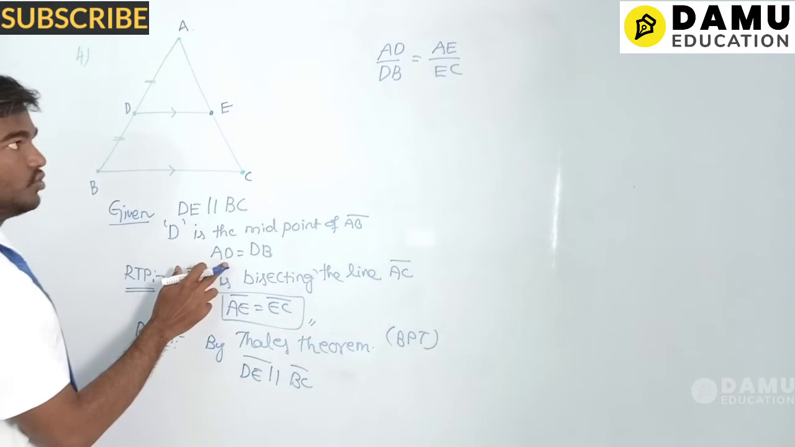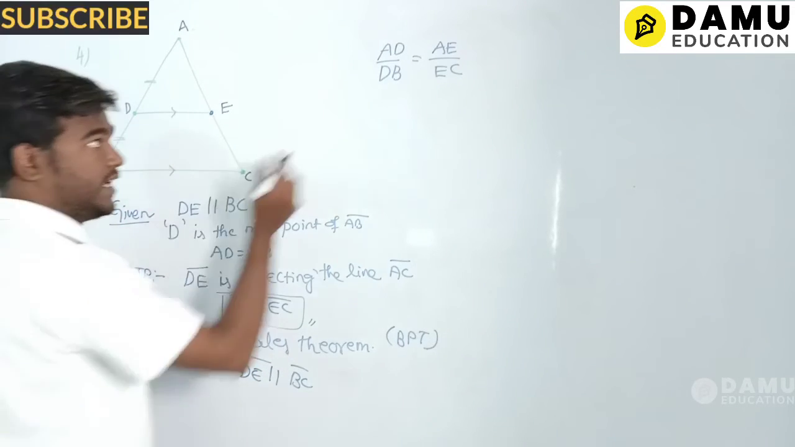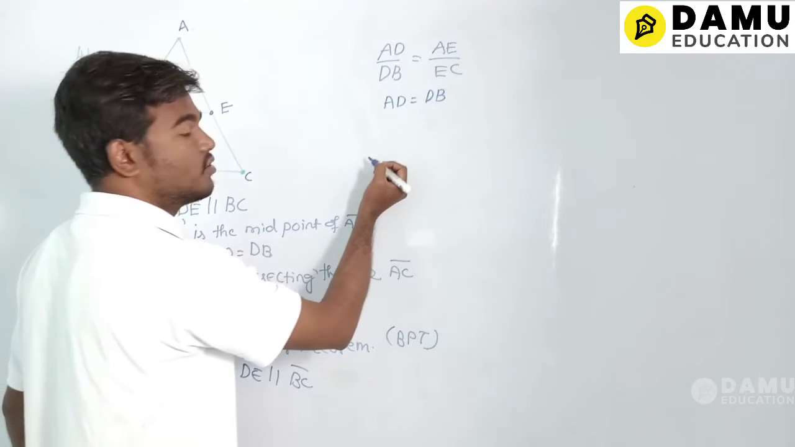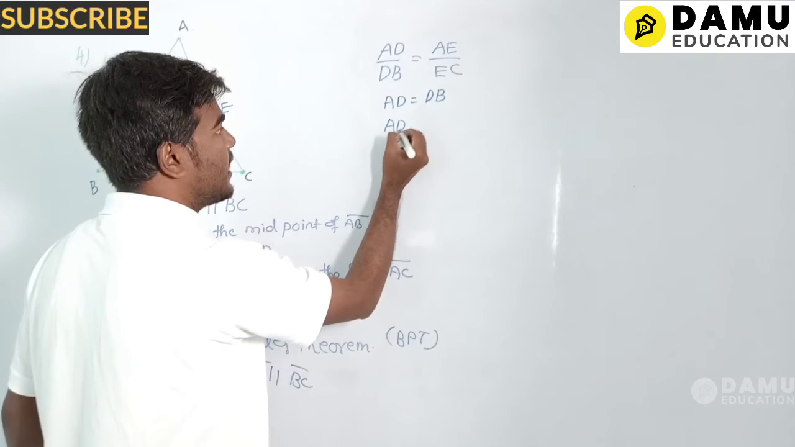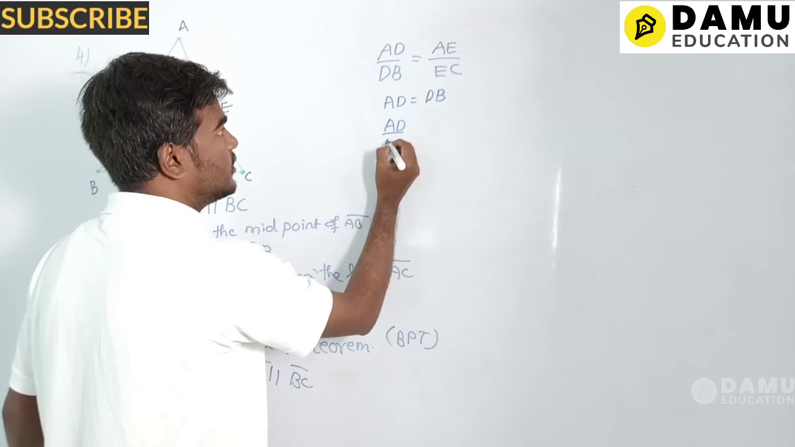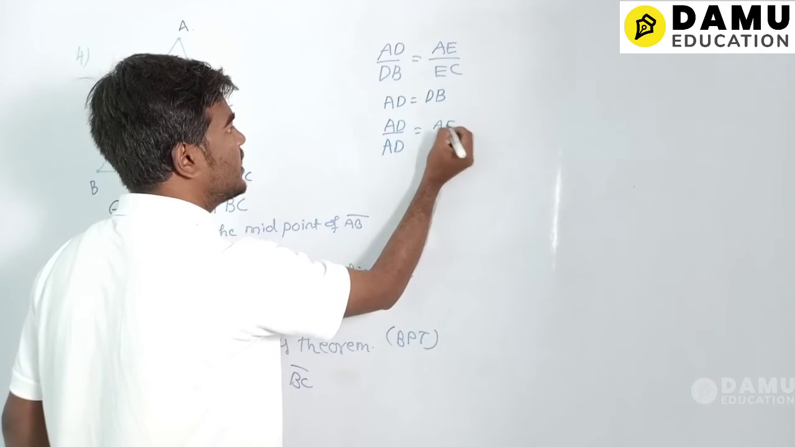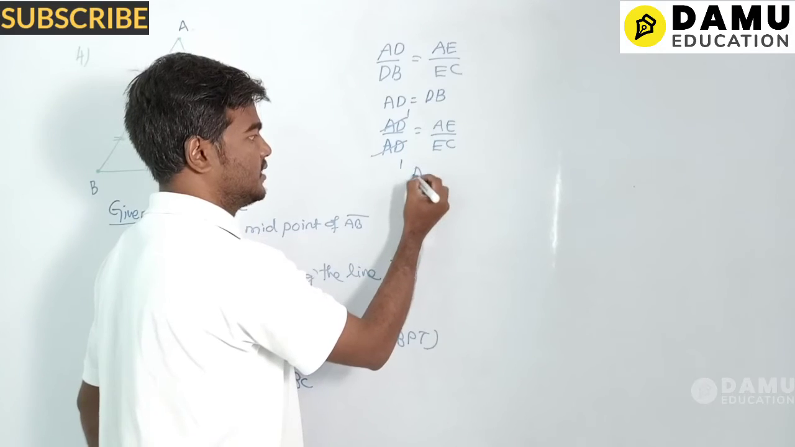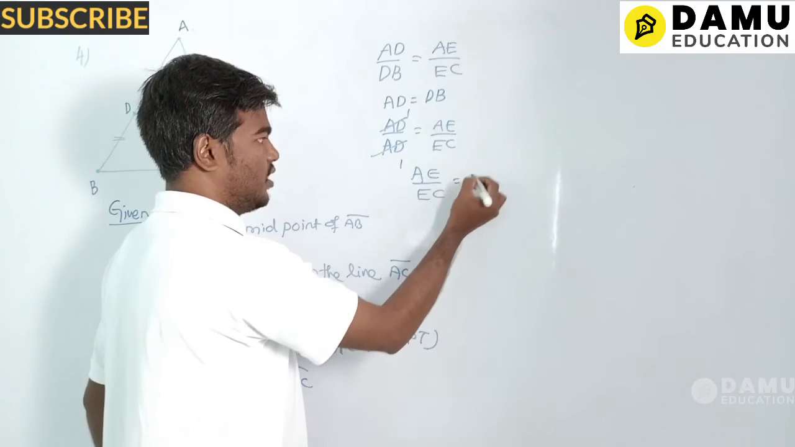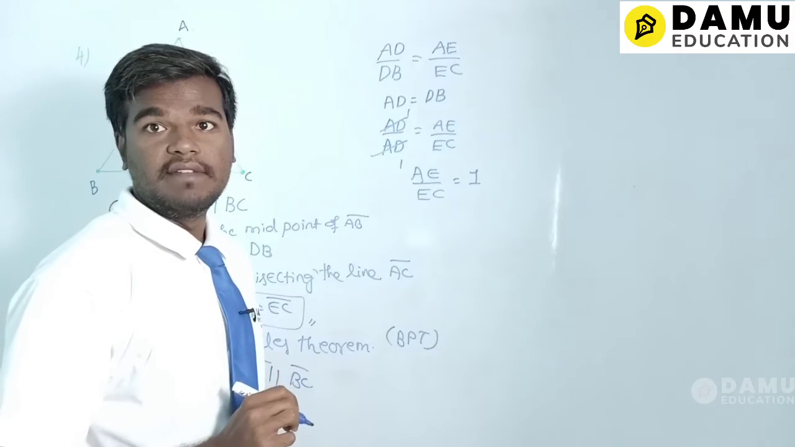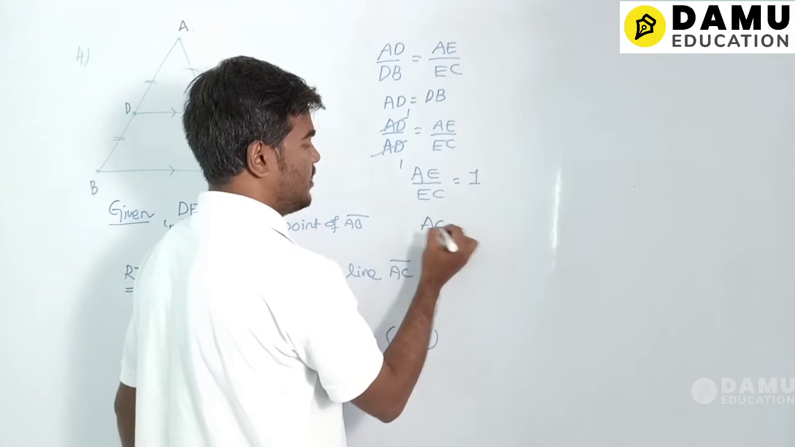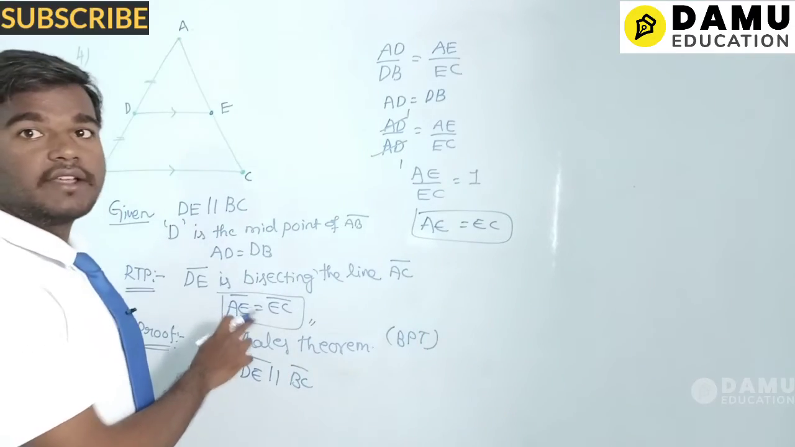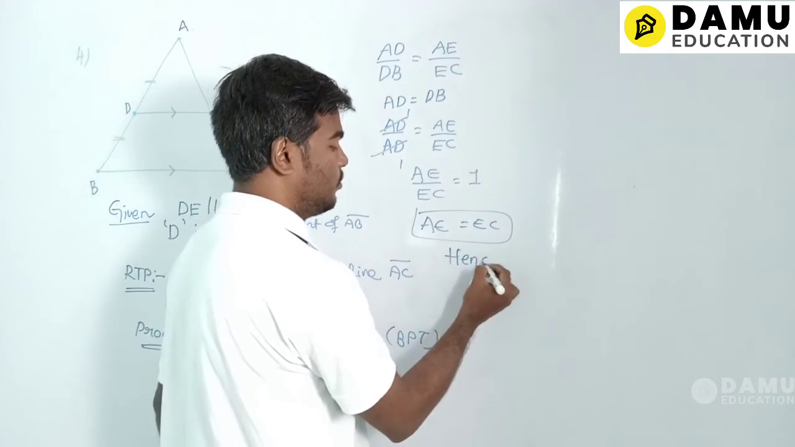Now AD will be equal to DB, from the given question. That means AD by DB equals AE by EC. AD by DB is 1, so AE by EC will be equal to 1. That means AE will be equal to EC. That is what is required to prove. Hence proved.